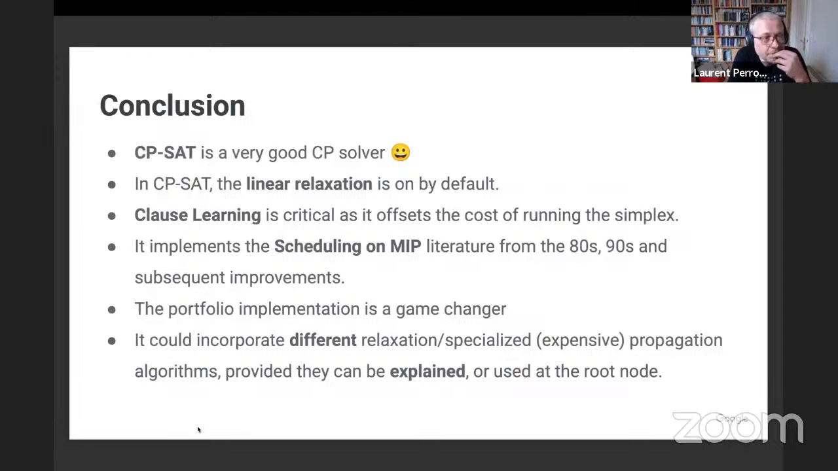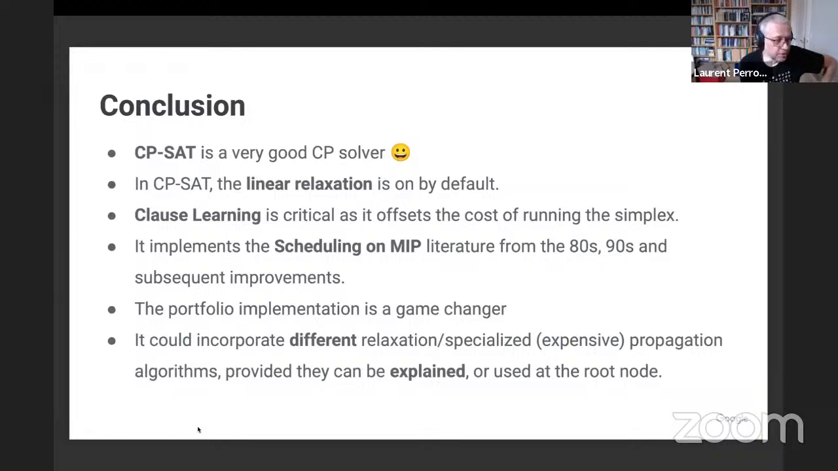So, conclusion, CP-SAT is a fantastic CP solver. It's a good MIP solver. It's a good scheduling solver. And compared to all that came before, it's the first one where you have a simplex on by default. So you can do scheduling and have a linear relaxation, which is actually great. You can do routing and have subtour elimination cuts directly. This is great. And benchmark shows that it's a complete shift in what you can solve, at least in the CP community, and it's good.